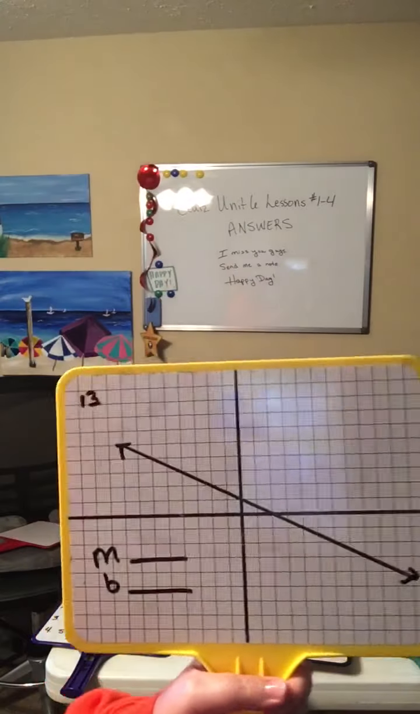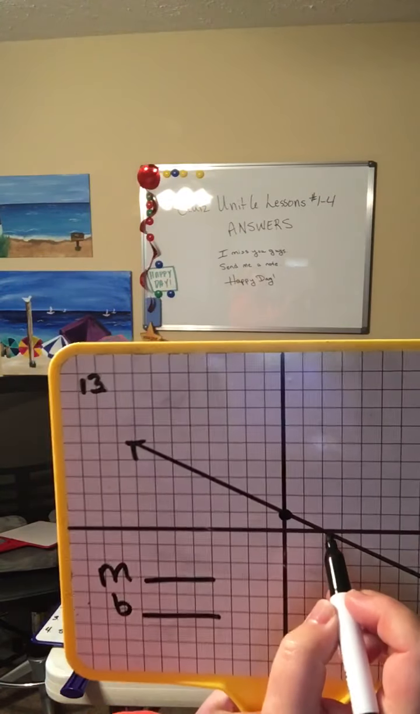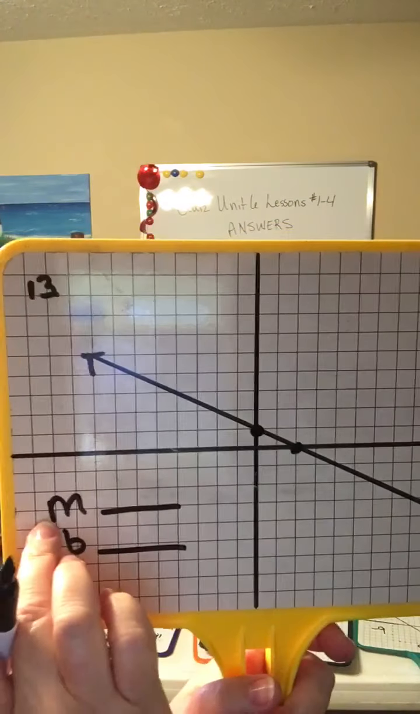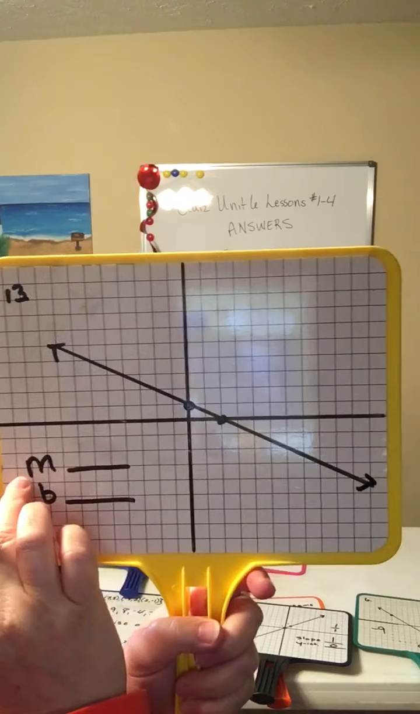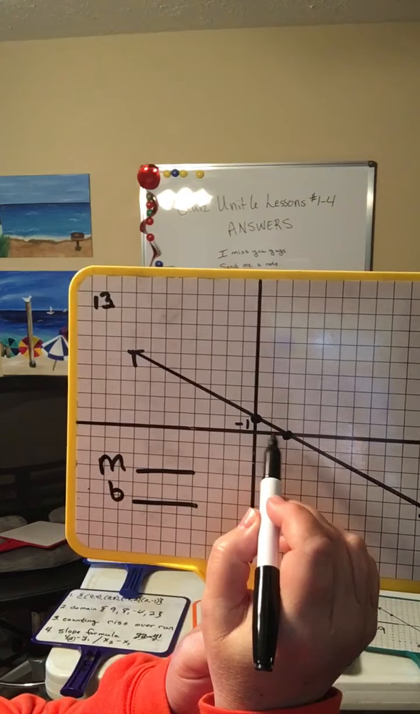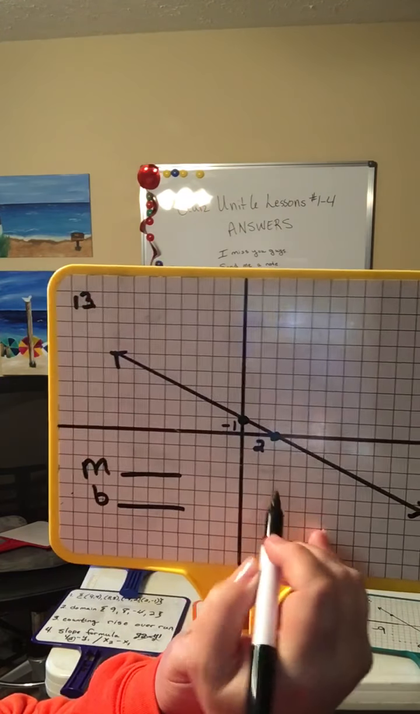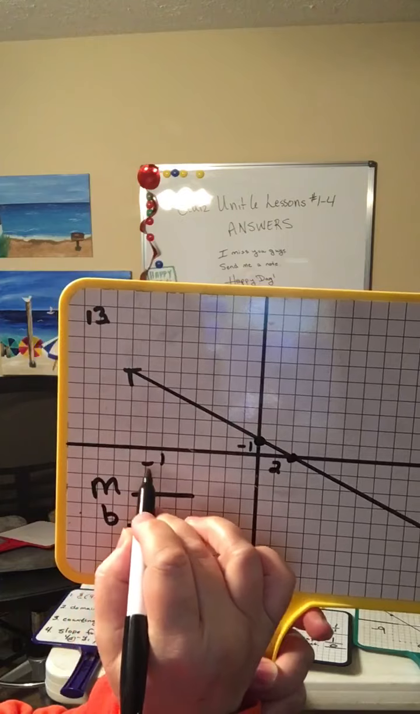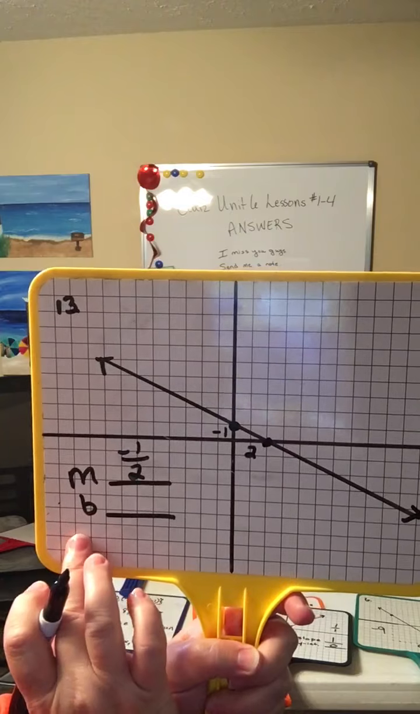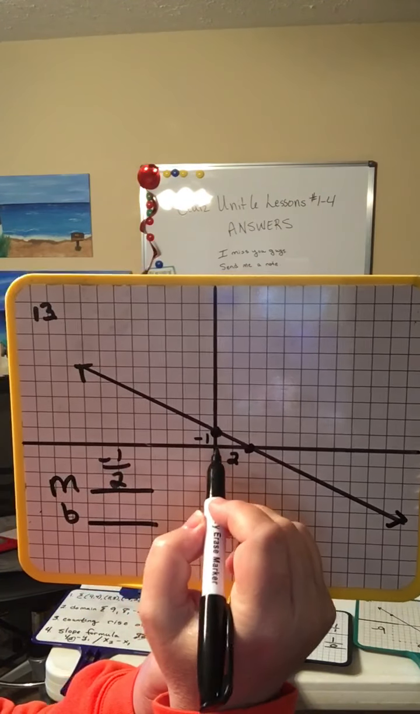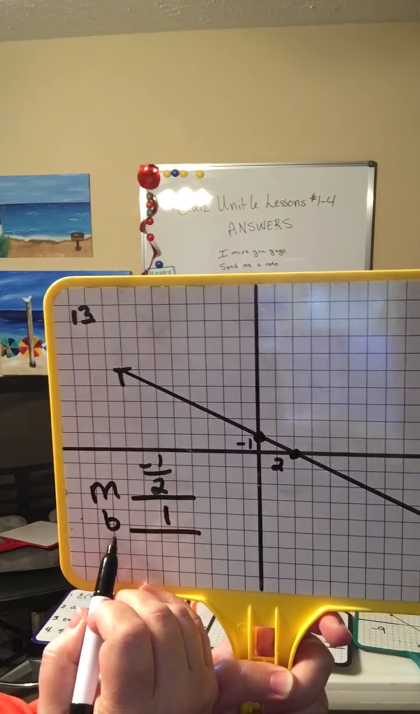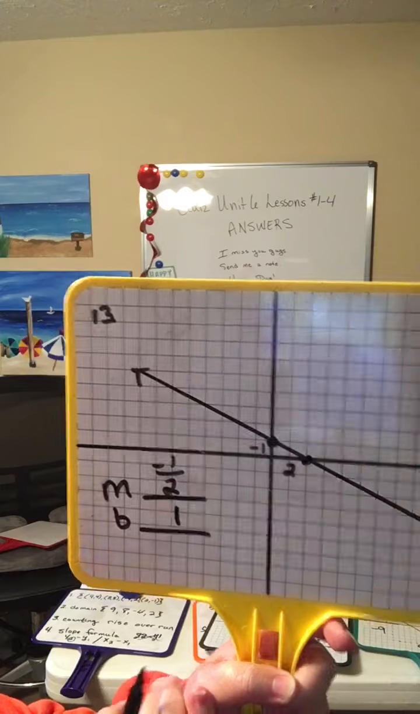Number 13, I'm going to use this point and this point to do the same thing. Remember, M stands for slope. So we're going to go down 1, so that's negative 1, and over 1, 2. So our slope is rise, negative 1, over run, and it's already simplified. Where does it cross the axis? It crosses right here. That point is at 1. So our y-intercept, which is known as B, is 1.